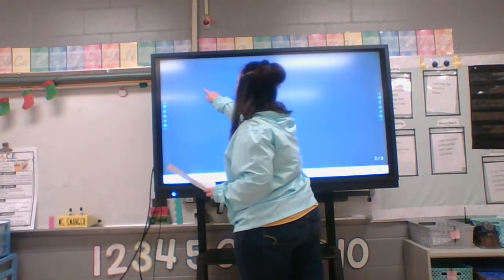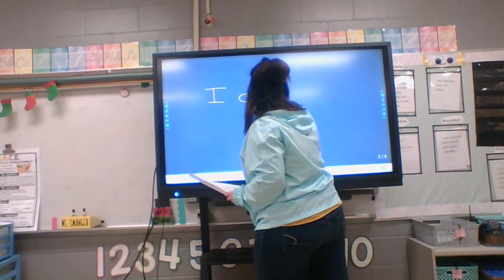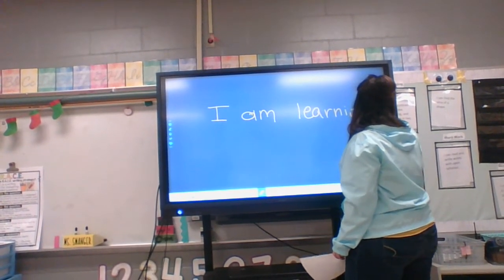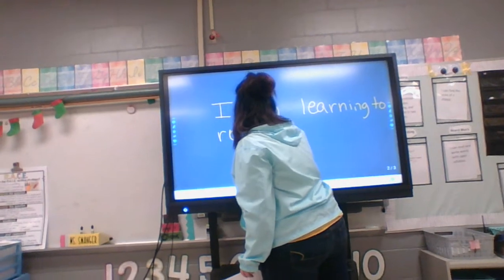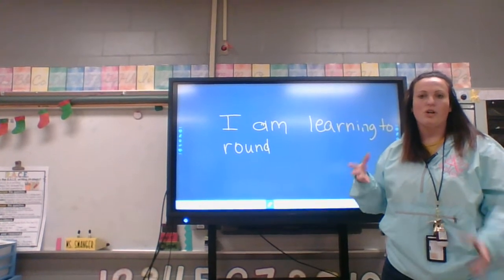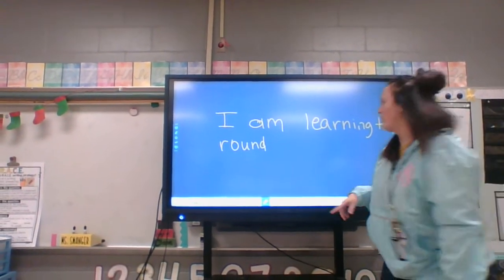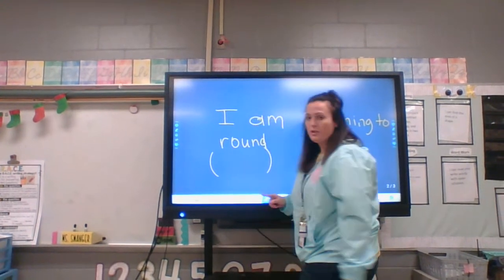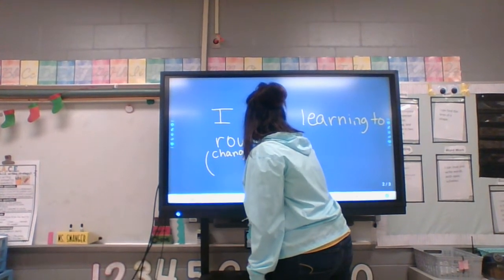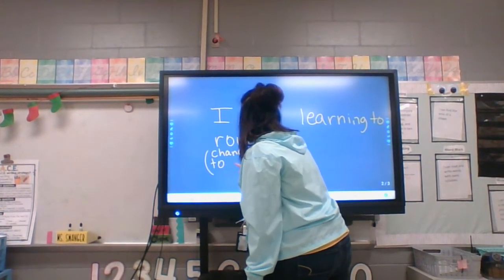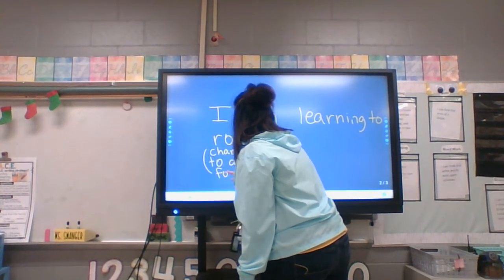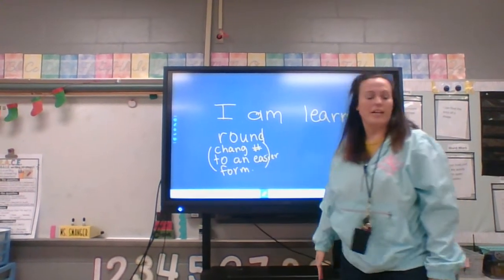So your learning target is I am learning to round. And let's talk about the word round. When I talk about the word round, that's a way to change a number to an easier and simpler way for you to work with. It's very similar to the number that you're changing it to. So when I round, I change the number to an easier form to work with, okay? You're really just changing that number to something easy to work with.